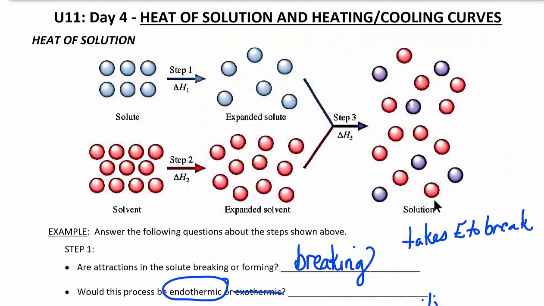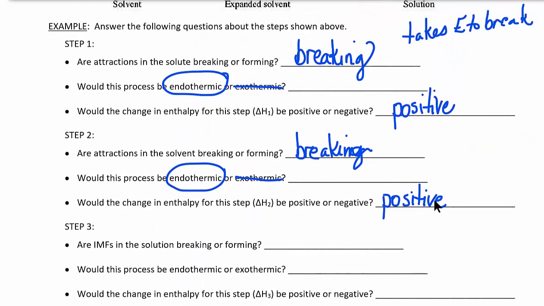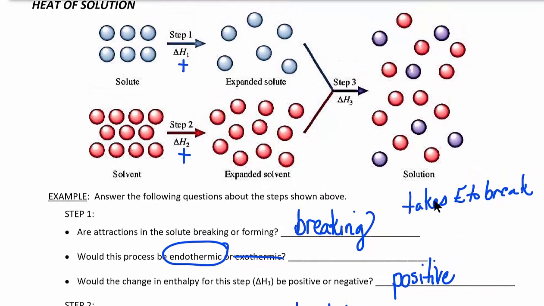So let's go back up here. Your delta H here will be positive because you have to add energy in order to break those IMFs. And over here it would be positive because you have to add energy in order to break IMFs. So now let's focus on step 3. We're going from two separate things, your solute and your solvent, and we're going to mix them. Are IMFs in the solution breaking or forming? If they're mixing, you're forming new IMFs right here.